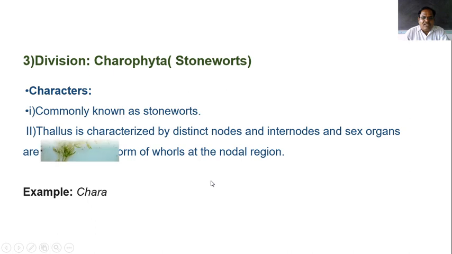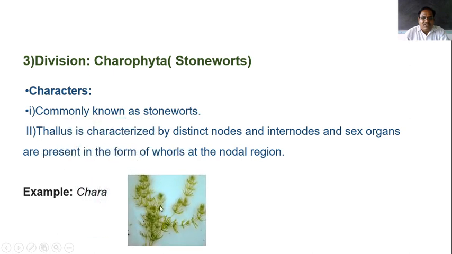the nodal region. An example of this one is this macroscopic Chara, a macroscopic algae known as Chara, and this is the internodal region. These are the nodal regions, and on the nodal region such sex organs are present. These sex organs are located on the nodal region. Nucleoli and globules, which are known as the sex organs, are located here.